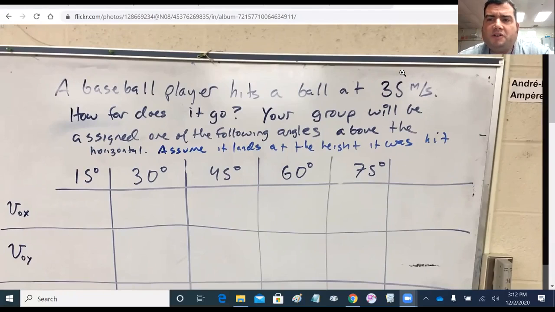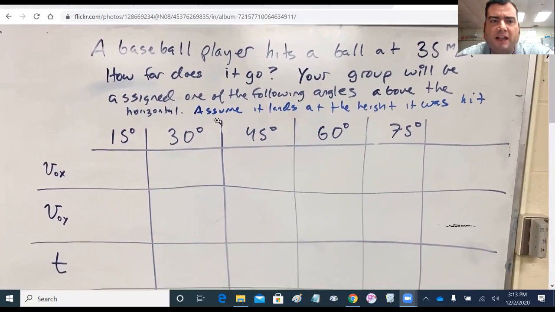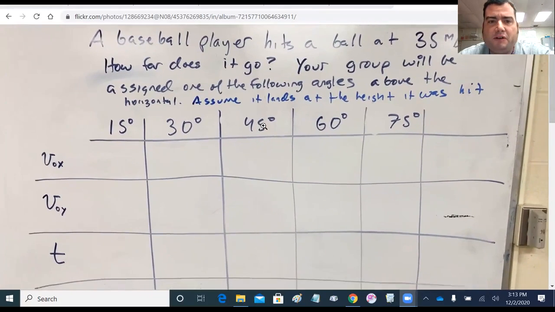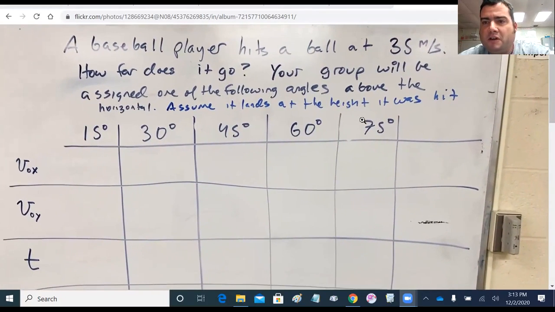So one interesting question in projectile motion is, how does launch angle affect how far a projectile actually goes? So what we're going to do in this problem, we're going to make the assumption that we're launching a ball and having it land at the same height it was launched from. That'll keep the problem relatively simple, and we can really just focus on the effect of angle. So we're going to say a baseball player hits a ball at 35 meters per second. How far does it go? And different parts of the class will be assigned different angles, 15, 30, 45, 60, and 75 degrees.